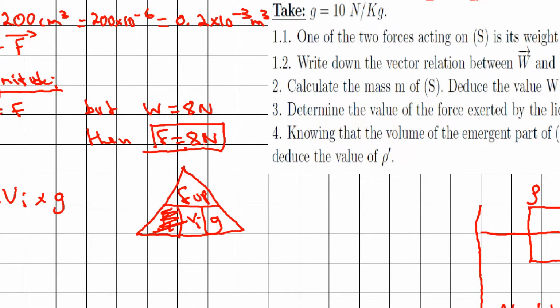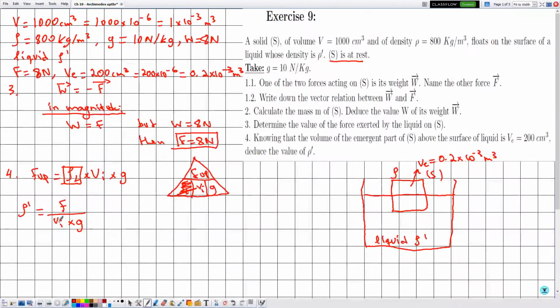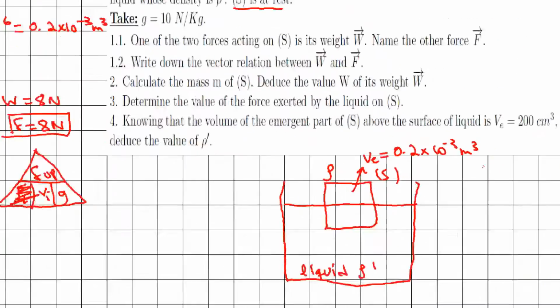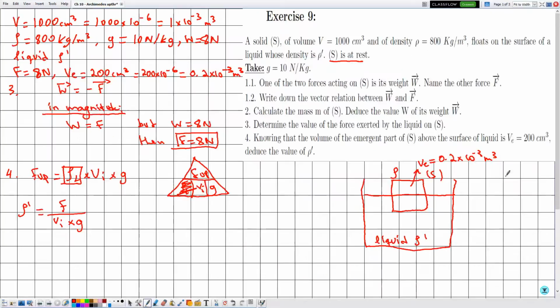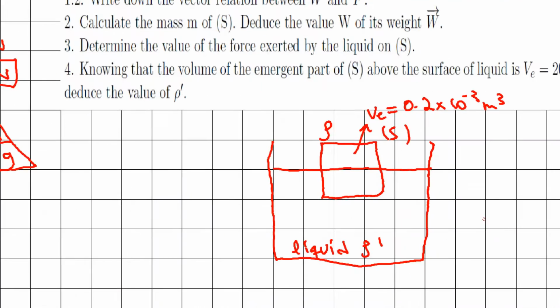Now the value of F is given to be 80 newtons, the value of G is given to be 10 newtons per kilogram. It's left to determine the volume Vi of the immersed part. So notice that the given is the emergent volume and not the immersed volume. So here we know that the total volume of the solid is given by 1 times 10 to the power minus 3 meter cubed. So we know the total volume, the outer volume of the solid S, to be given by V is equal to 1 times 10 to the power minus 3 meter cubed.